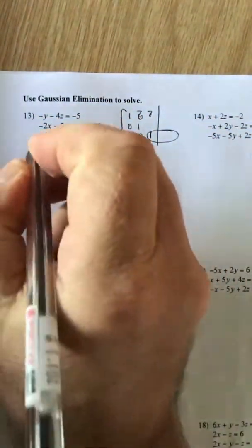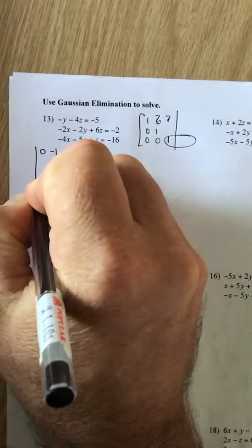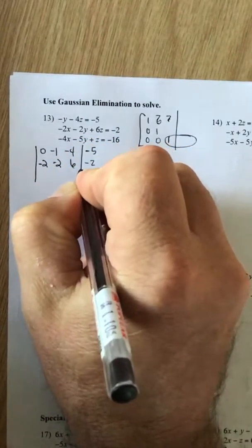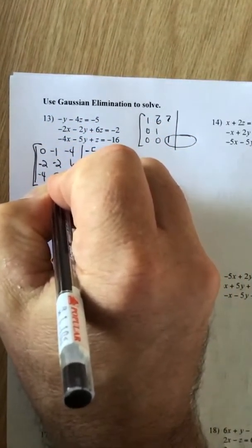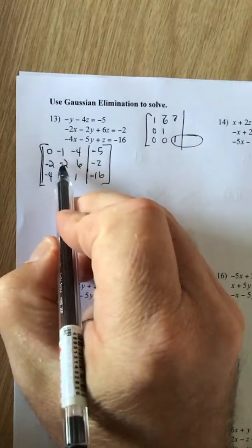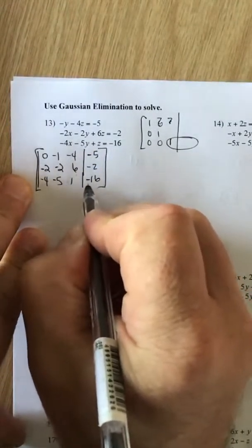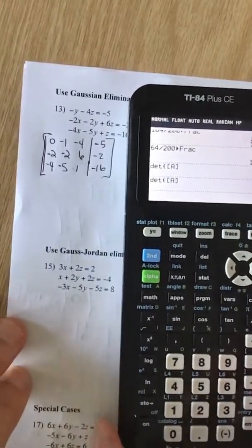Okay, let's see if we can't use our calculator to help us with this. So here's the matrix so far. The x is 0, the y is -1, the z is -4, has an answer of -5. X is -2, y is -2, z is 6, answer -2. And -4, -5, 1 with an answer of -16. Okay, so there we have it. And the idea is to get ones coming down here. So if I could get a row of ones and then a 0, 0, then this is something good. Okay, watch. The calculator can also do that.